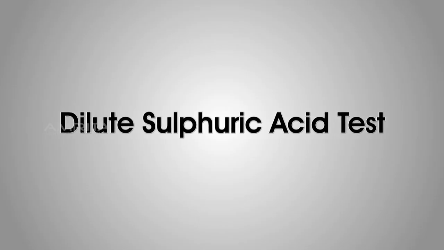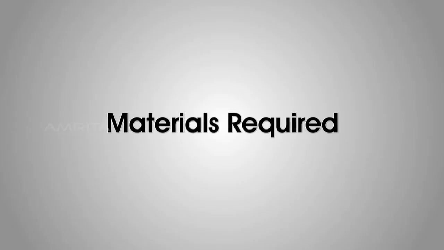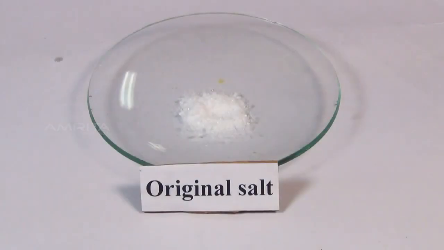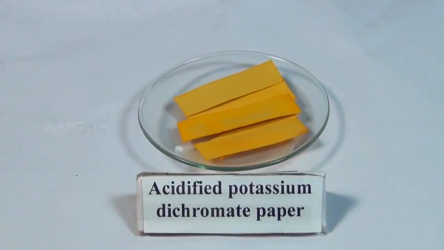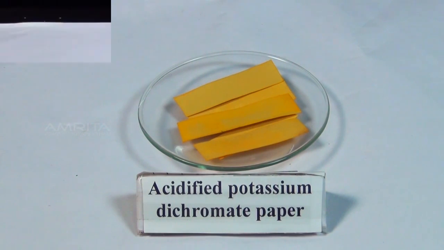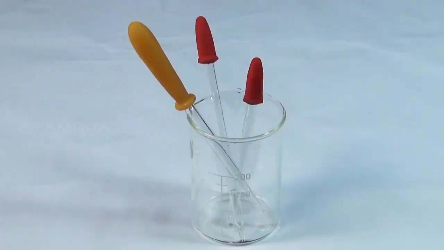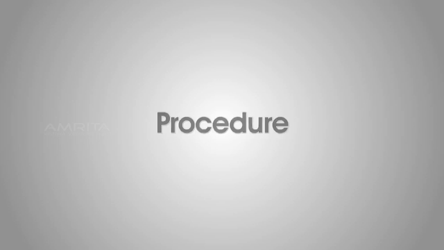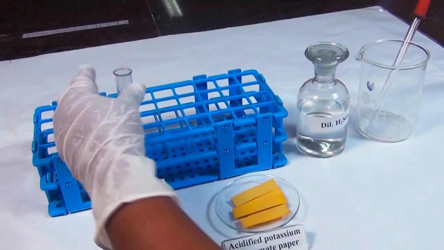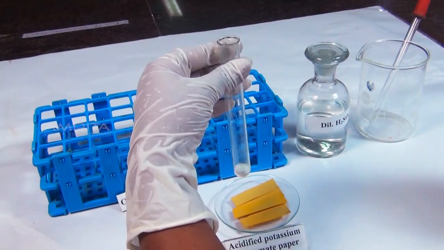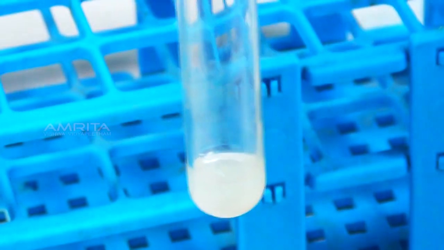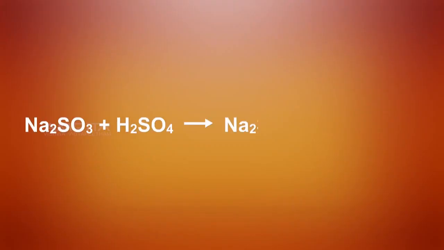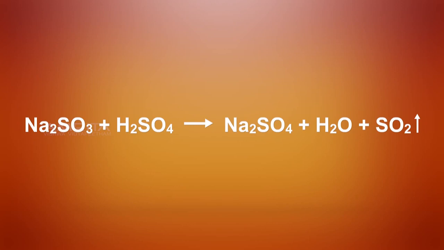Dilute sulphuric acid test. Materials required: original salt, dilute sulphuric acid, acidified potassium dichromate paper, test tube, and a dropper. Procedure: take a small quantity of salt in the test tube. To this, add a small quantity of dilute sulphuric acid using the dropper. Sulphite reacts with dilute sulphuric acid to form colorless sulfur dioxide gas with pungent smell.